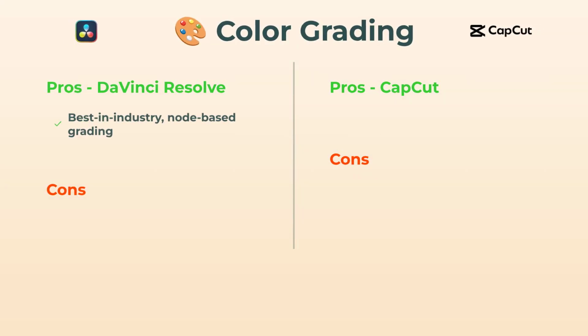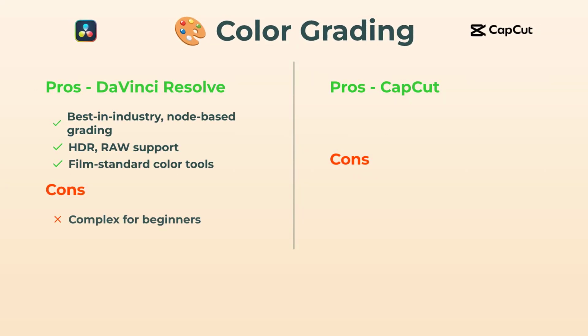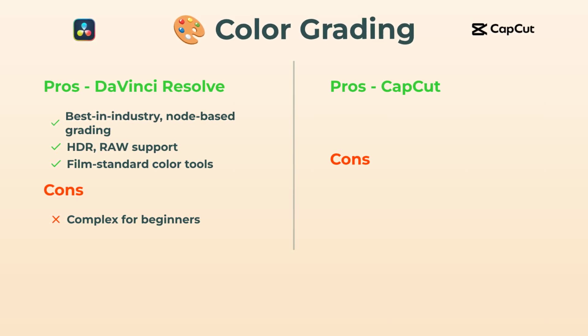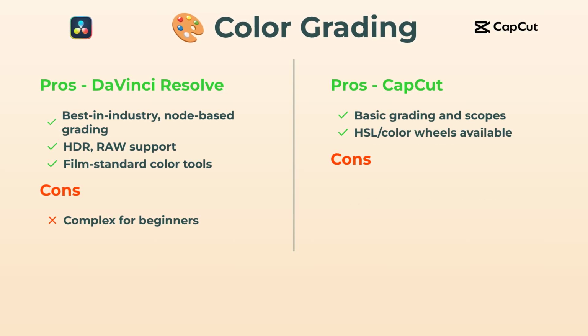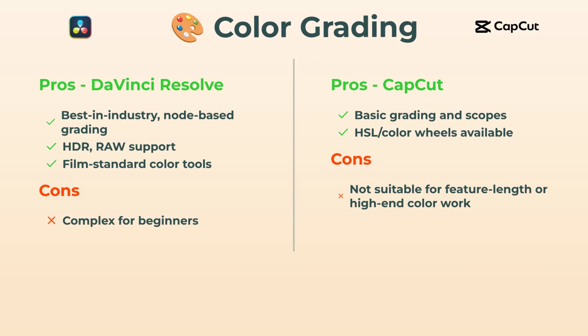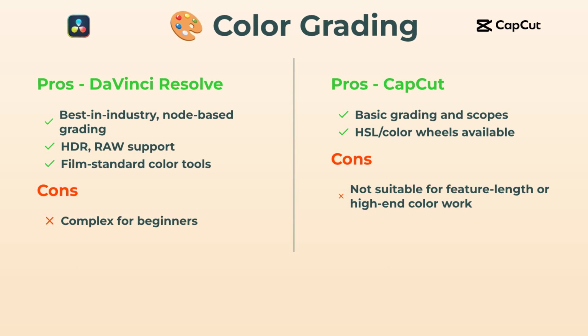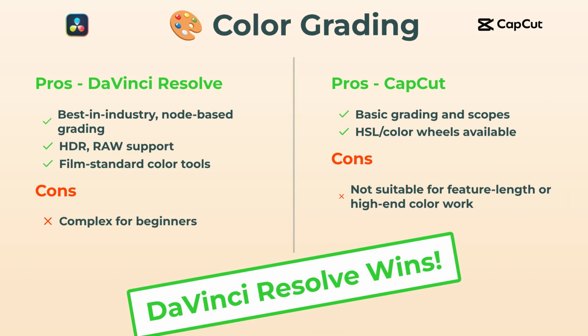Let's talk color grading, because this is where DaVinci Resolve just shows off. If you want those Oscar-winning tones, node-based grading, even RAW and HDR support, this is industry gold. Beginners might get lost in the sauce, though. CapCut does offer basic grading, like HSL, color wheels, enough for snappy social videos, but not anywhere close to Hollywood level. DaVinci Resolve wins by a mile.